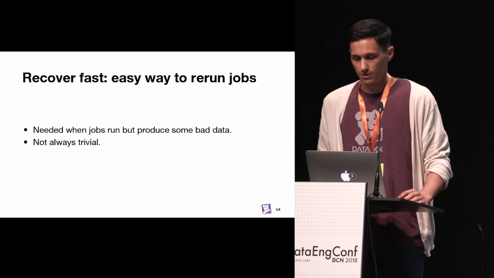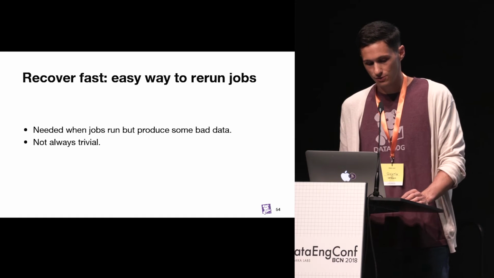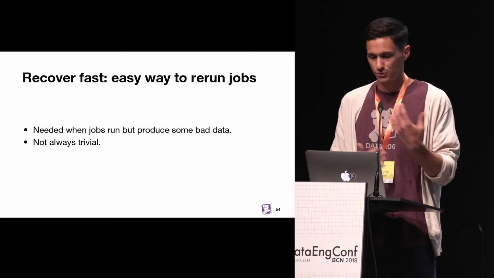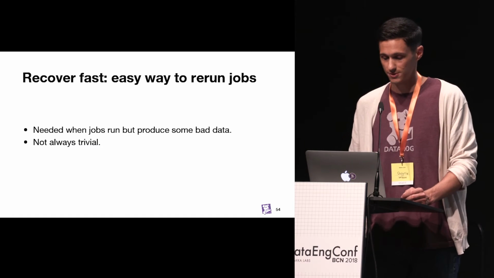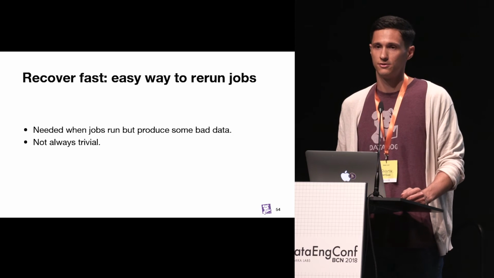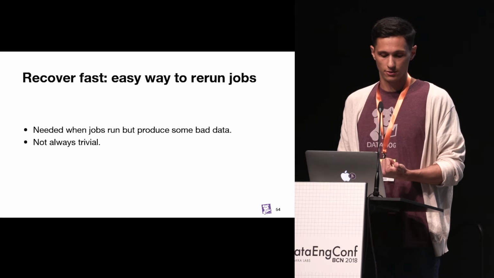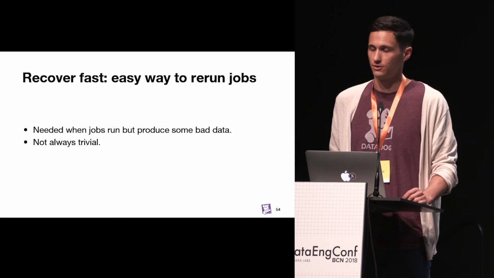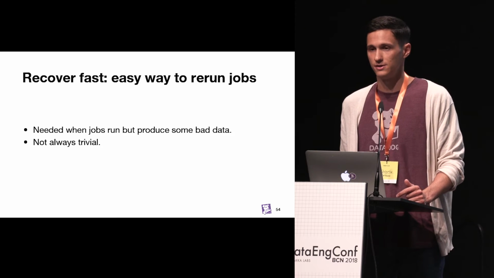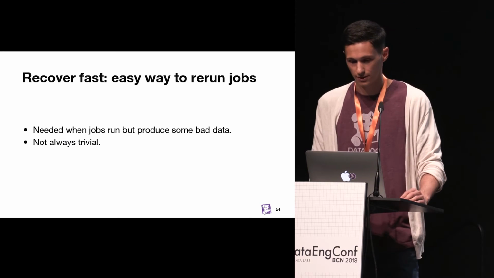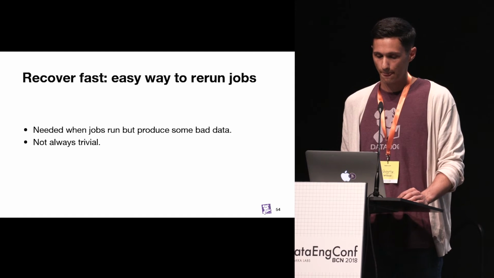Now, another thing you need to think about is how you're going to rerun your pipelines. This is useful when your job is running fine, but it produces some bad data or some incomplete data. And then you're going to need to rerun the jobs. It's not always trivial, so you need to think about it ahead of time. It's not trivial because you need to think about where the data is written, where do I need to clean up stuff? Is the downstream user already using the data? Is it okay if I simply delete it, even though he's already using it? So you need to think about it ahead of time.